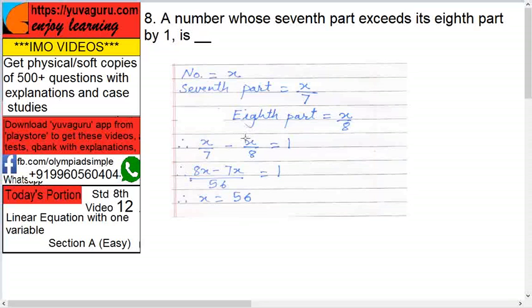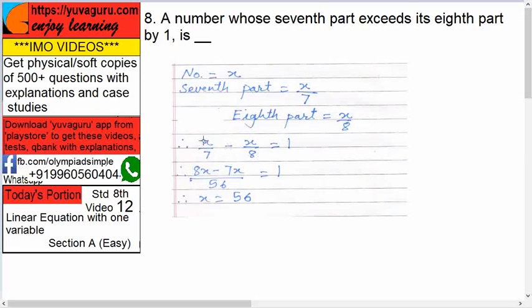Now remember, always x upon 7 minus x upon 8. Don't do x upon 8 minus x upon 7. Why? Because who is bigger? If you divide a cake into 7 parts, or if you divide the cake into 8 parts, which one part will be bigger? Always put a logic in the first place. Okay? So the 7th part would be bigger. So x upon 7 minus x upon 8.